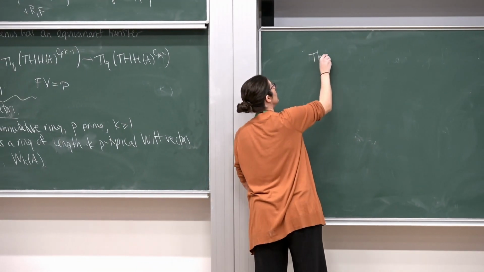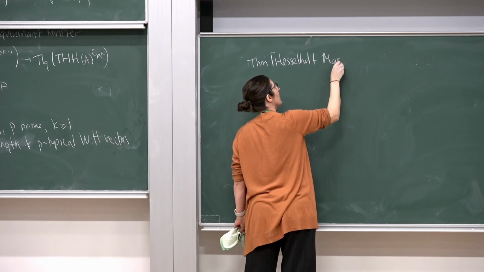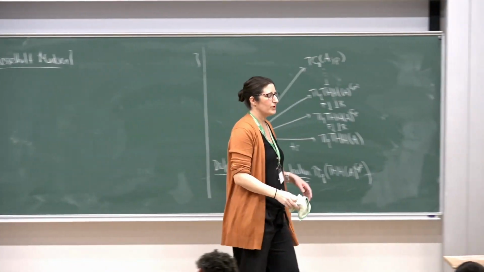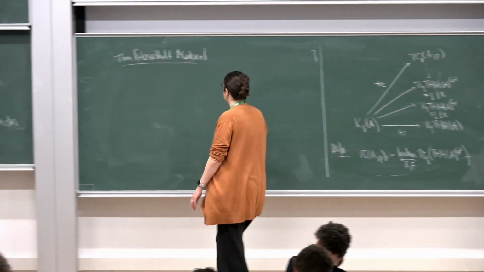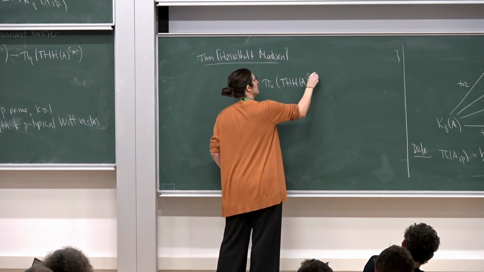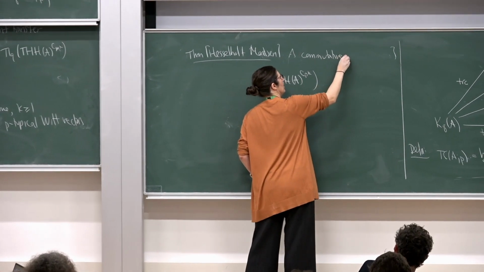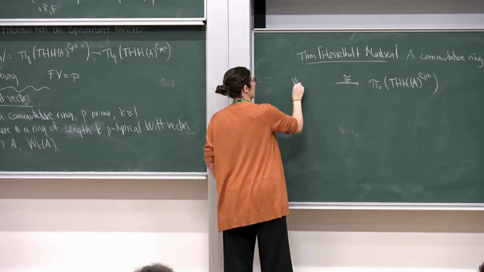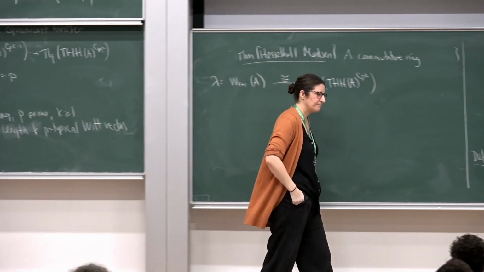that says, so Hesselholt and Madsen proved that if we look at pi0 of the fixed points of THH, so if we're interested in understanding these fixed points of p to the k, here A is a commutative ring, they proved that this is actually isomorphic to the length k plus 1 p-typical Witt vectors on A. And that map is usually called lambda.